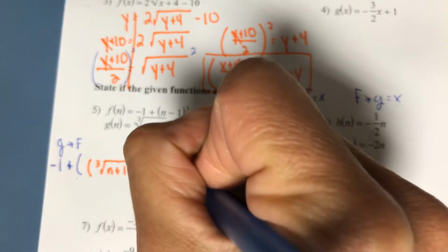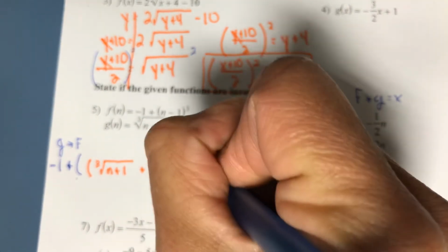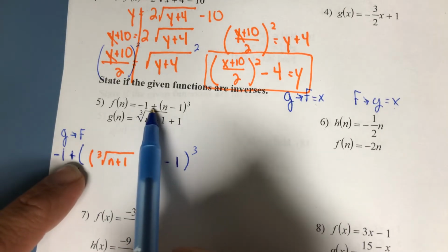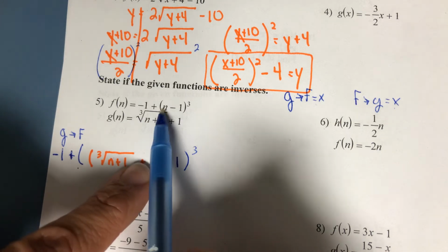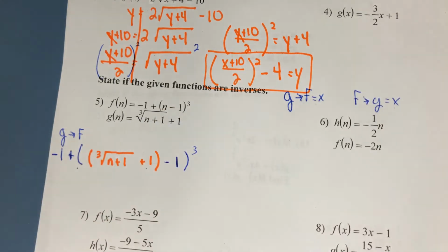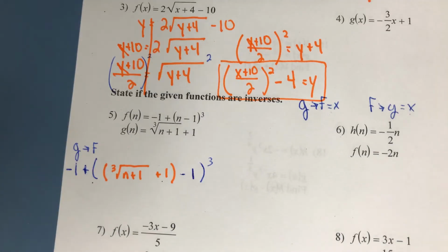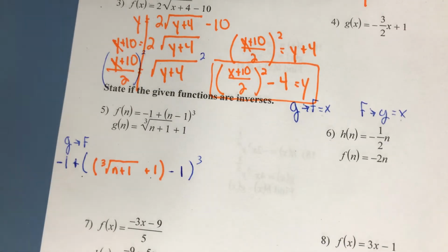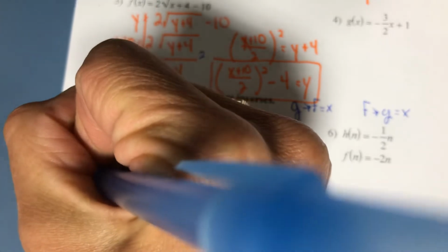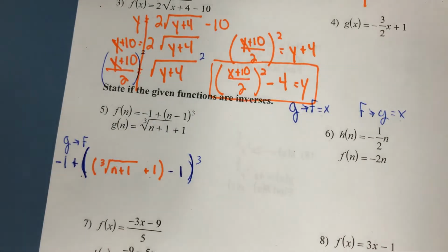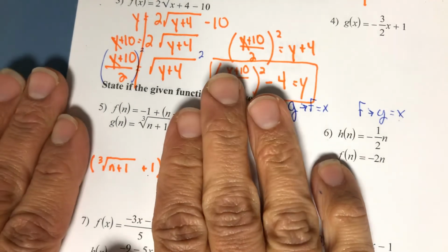And then I still have the minus 1, and then I have the cubed from the original problem. So there's negative 1 plus n was replaced minus 1 cubed. And so when we simplify, when we clean things up, we really are just following the order of operations. So the first thing of order of operations is parentheses. So I've got two sets of parentheses. I've got these blue ones on the outside, and I've got these orange ones on the inside.